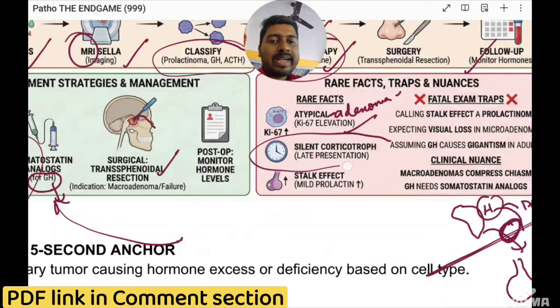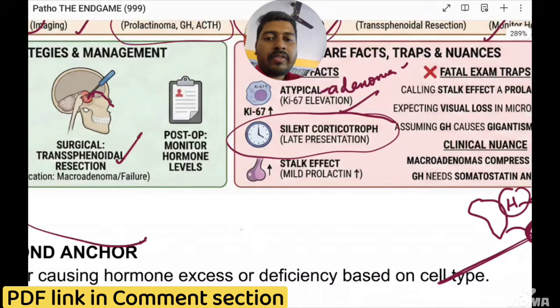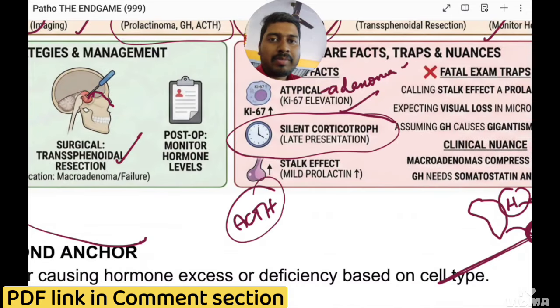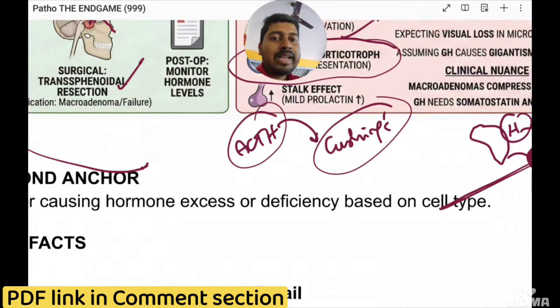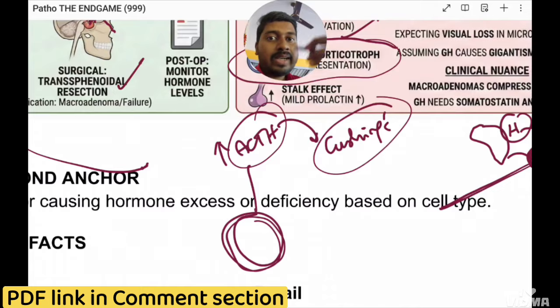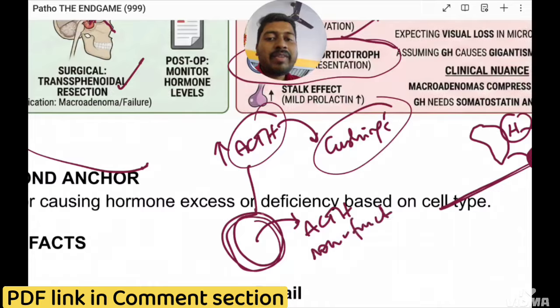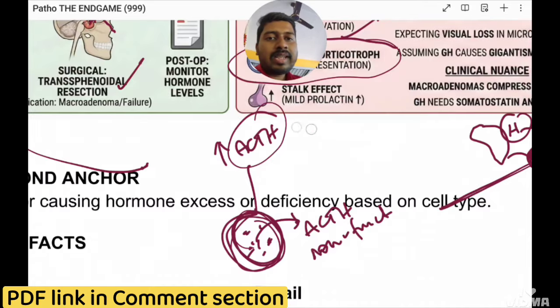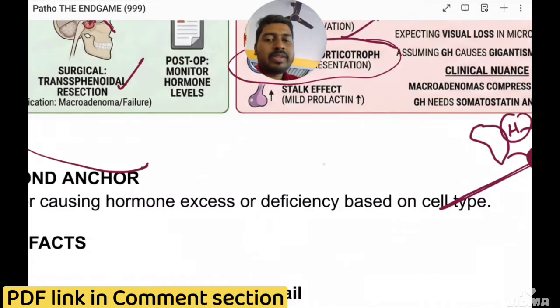Next, what is a silent corticotroph? I told you that a corticotroph is an ACTH secreting pituitary adenoma. Because of this, Cushing disease will happen. But in some cases Cushing disease doesn't happen, yet ACTH is increased and you can see a pituitary adenoma on the MRI. Why doesn't it happen? That is because whatever ACTH is produced from this is non-functional. But when you stain this tumor mass in biopsy, you will see that it stains positive for ACTH. So this is known as a silent corticotroph producing pituitary adenoma.